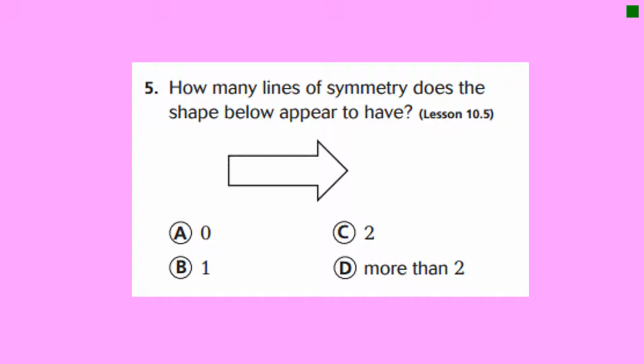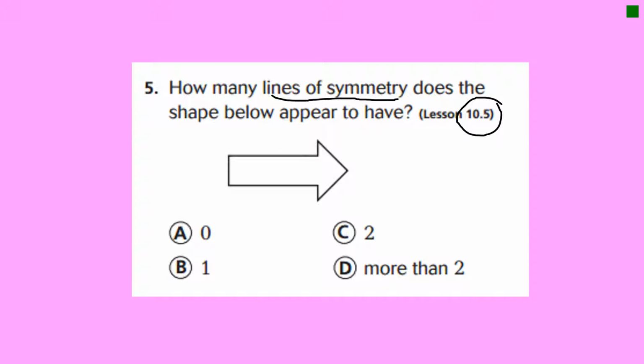All right, so now we're down to the review. This is lesson 10, chapter 5. How many lines of symmetry does the shape below appear to have? Remember that, guys? It's a line that separates a shape, so you have a mirror image on each side of the line. So I'm looking at this arrow.